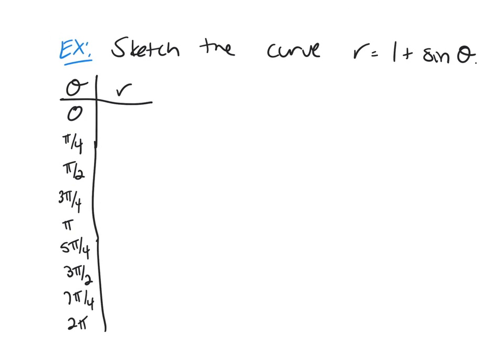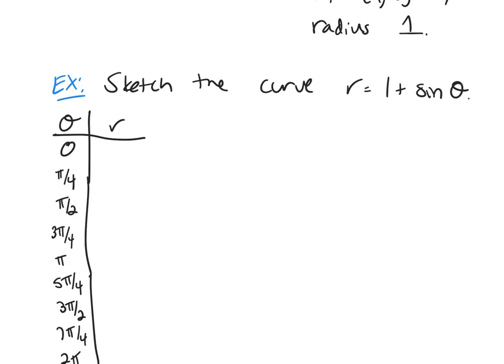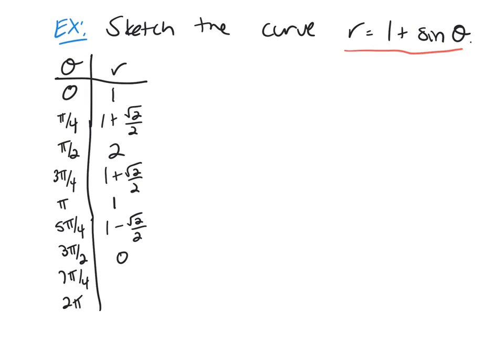Okay. And now you're going to plug each one of these thetas into your equation up here and solve for r. So I'll get 1, plus the square root of 2 over 2, 2, 1 plus the square root of 2 over 2, 1 minus square root of 2 over 2, 0, 1 minus square root of 2 over 2, and 1.